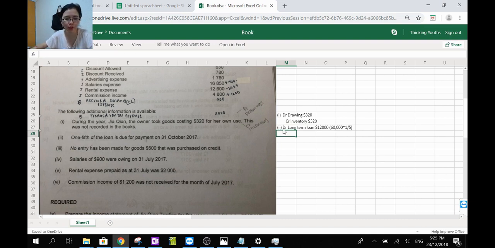Okay, so you need to credit current portion of long-term loan 12,000. This is under current liabilities. Okay, third one. No entry has been made for the goods of 500 purchased on credit. So you purchase more inventory, so you have to debit inventory 500, and credit trade payable, because it's on credit, it's not paid yet.